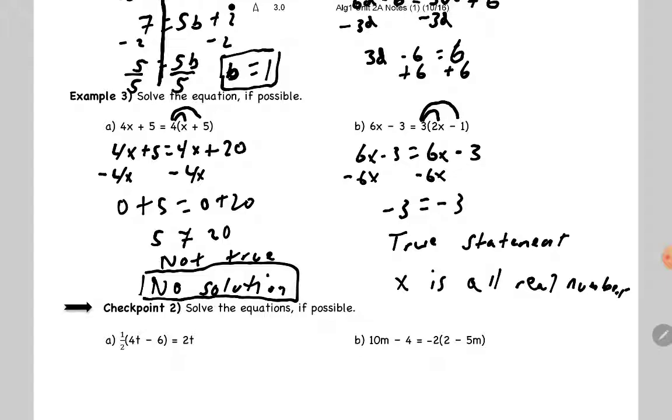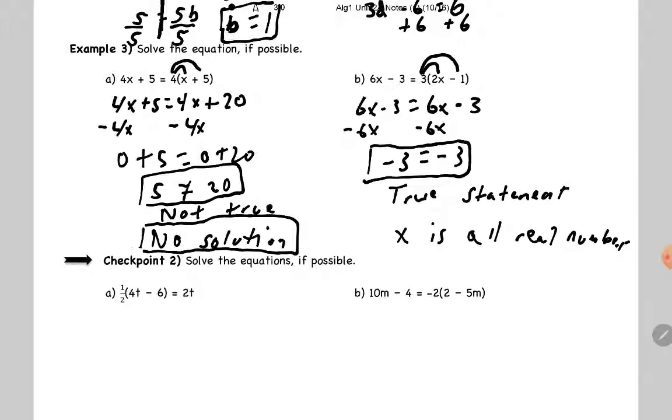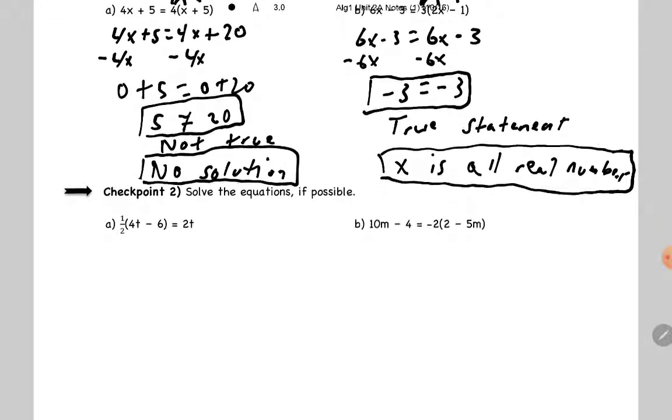So the difference between A and B is this statement here. So this is a true statement, and this is not true. 5 does not equal 20. And negative 3 does indeed equal negative 3. So that's how you tell the difference between a no solution problem. So all your variables go away, and you're left with an untrue statement. And then if x is all real numbers, the variables will go away, and you're left with a true statement.